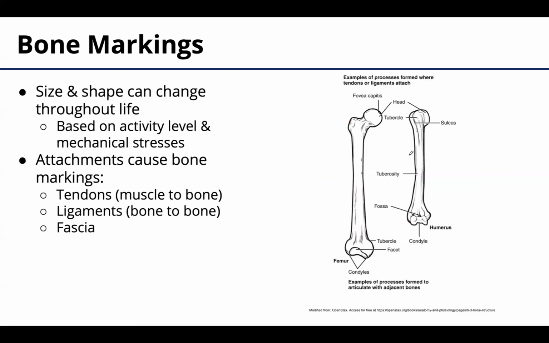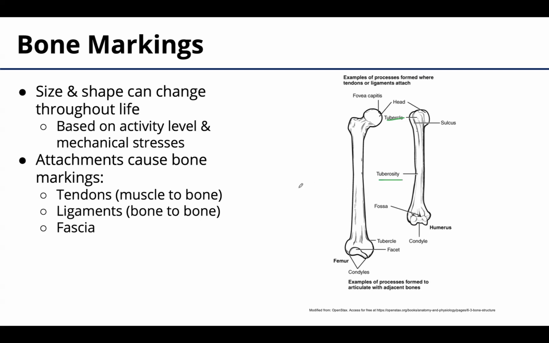Now, before we finish this concept, I want to talk a little bit more about bone markings. Bony markings like a tubercle or a tuberosity will change size and shape throughout life based on activity level as well as mechanical stresses. Attachments cause many of these bony markings. And we've really focused more on muscle attachment so far.